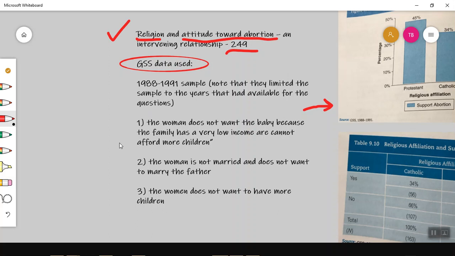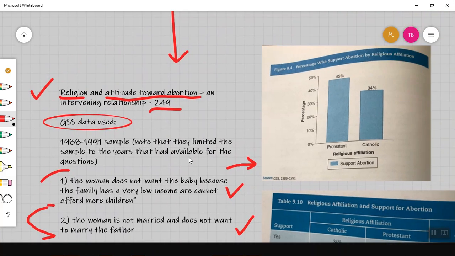One of the things they do here is ask the question, if a woman wants to have an abortion for any reason, these are the reasons they have here. The woman does not want to have the baby because they're very low income and can't afford more children. The woman does not want to marry the father. The woman does not want to have more children. But basically, does the woman support abortion? And what religion are they? Okay, so they found some interesting things.